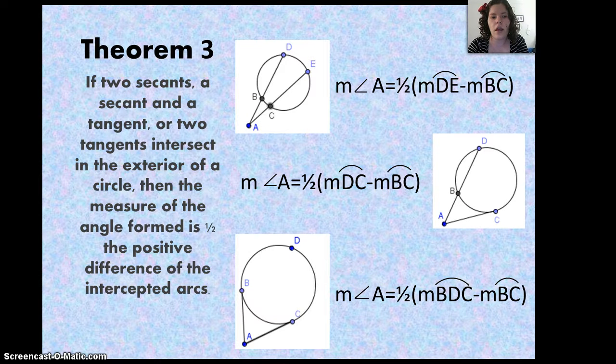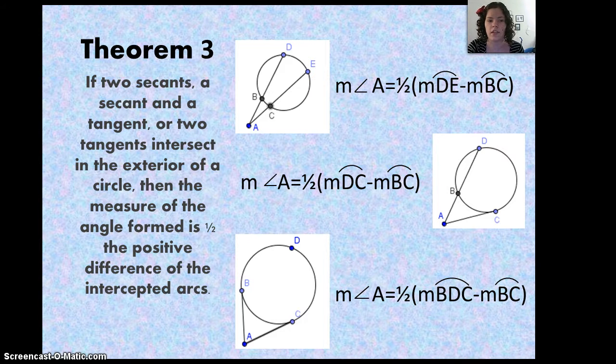Theorem 3. If two secants, a secant and a tangent, or two tangents intersect in the exterior of a circle, then the measure of the angle formed is 1/2 the positive difference of the intercepted arcs. This means, here is an example with two secants. The measure of angle A equals 1/2 the measure of arc DE minus the measure of arc BC.